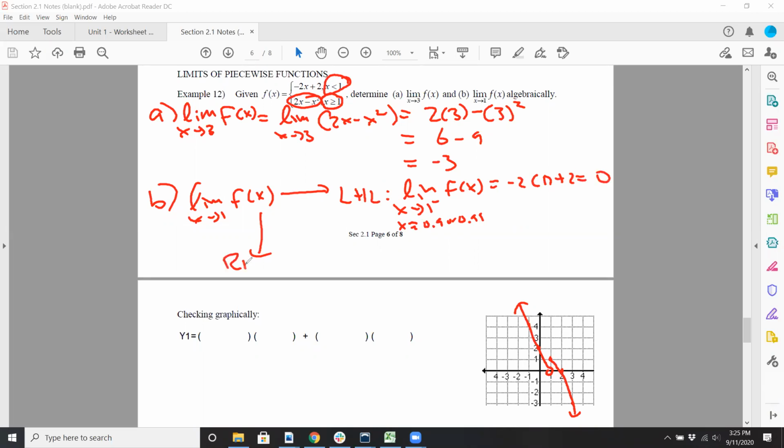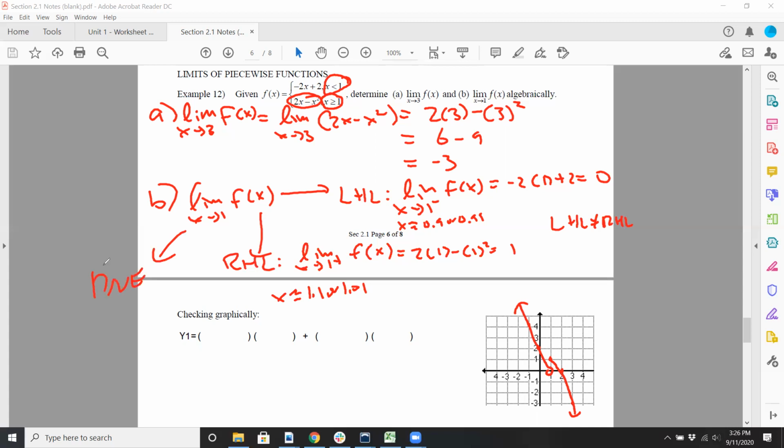Here for my RHL, I'm taking the limit as x approaches 1 from the right. So in this case, x could be approximately like 1.1 or 1.01. So of course, x is a little bit bigger than 1, so I'm using the 2x minus x squared. So 2 times 1 minus 1 squared, that's going to be 1. Clearly, the LHL does not equal the RHL. So the limit does not exist.